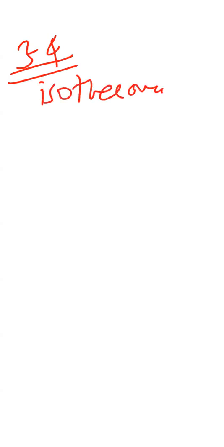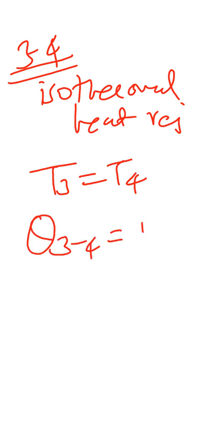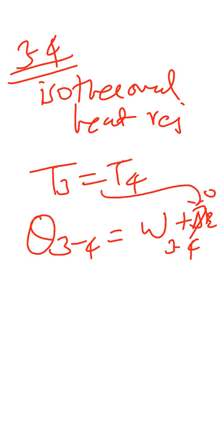Then here process 3 to 4. Then 3 to 4 is isothermal heat rejection. Temperature is constant, T3 equals T4. Heat rejection is allowed. Whatever heat rejection that will be equal to work, because change in internal energy will be 0 because temperature is constant. And that's all.